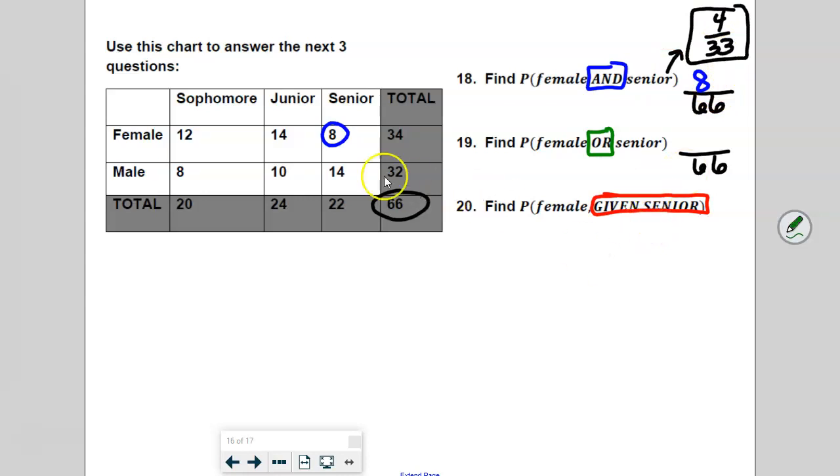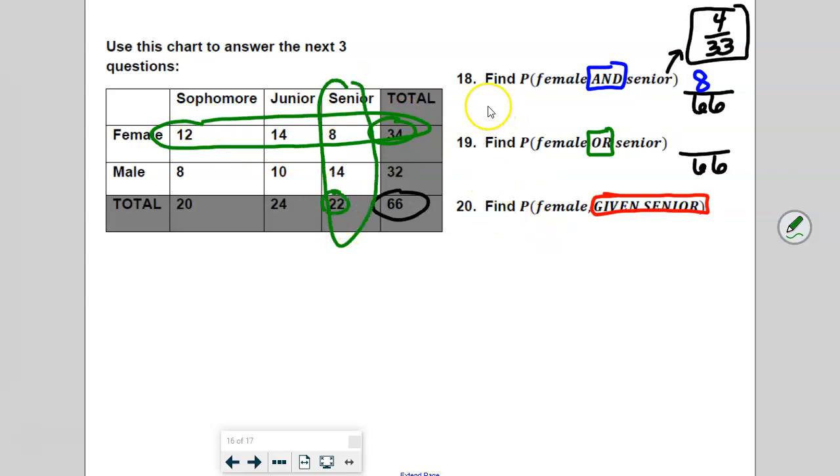All right, female or senior. This is the one that tricks a lot of you. So here's our females, right? There's 34 females. And then here's our seniors. There's 22 seniors. But the problem with just saying, okay, I'm going to take 34 and add it to 22 is you've counted these 8 senior females twice. So you're going to have to subtract that.